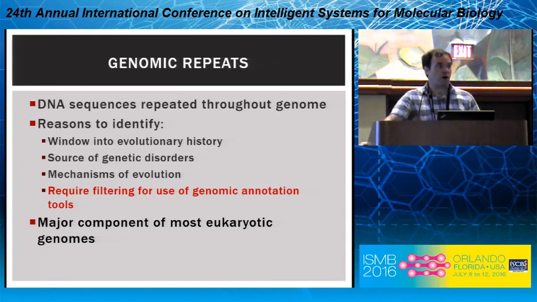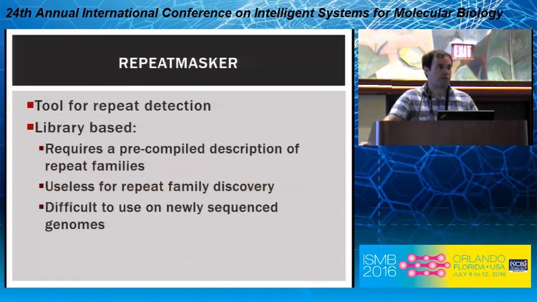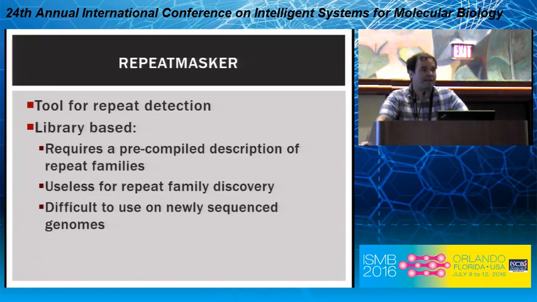Now, if you've worked with this at all, you have probably run across the tool REPEATMASKER, which is the go-to tool for identifying them. The thing you need to know about REPEATMASKER is that it's a library-based tool. If we think of transposable elements as families, a family is all members descended from a common ancestor, one common ancestral sequence. REPEATMASKER needs some sort of description of the family, probably an estimate of the ancestral sequence, and then it can find more members.